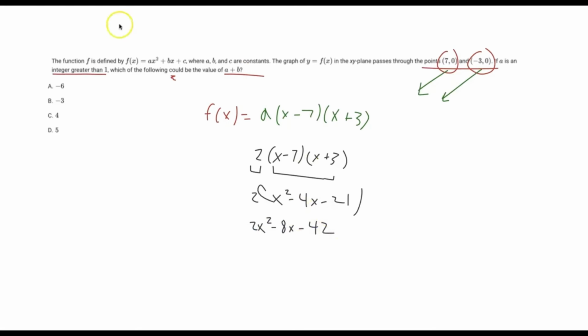Right, there we go. So it says, which of the following could be a value of a plus b? Well, here is our a value, and our b value, right here. So our a value is positive 2, and our b value is negative 8. And if we add those together, positive 2 plus negative 8 is just 2 minus 8. That's going to give us the answer choice of A.